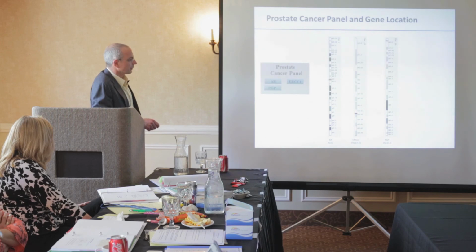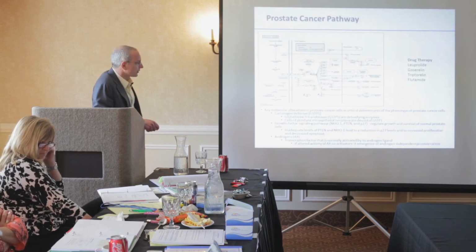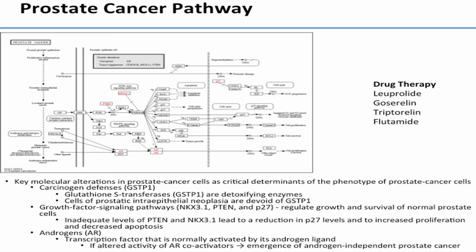But obviously it's a key player, as you can see in this picture here, the androgen receptor plays a big role down here. It's normally activated by the ligand, but if its activity is in any way disrupted by other cofactors, then it becomes an androgen receptor independent prostate cancer, which means the androgen receptor is not doing its job anymore. It's really independent of the prostate itself. It's just gone wild. It's having a party in there.